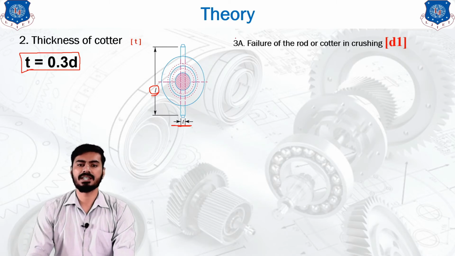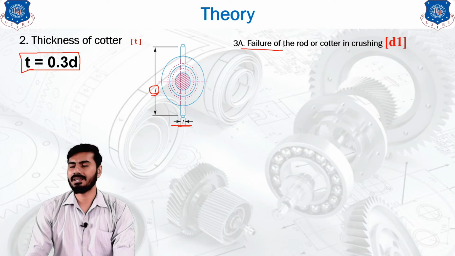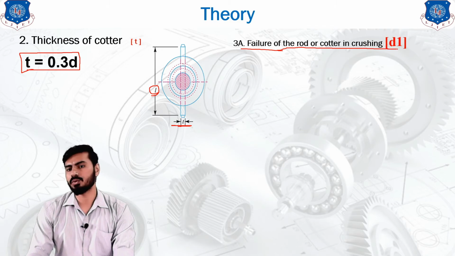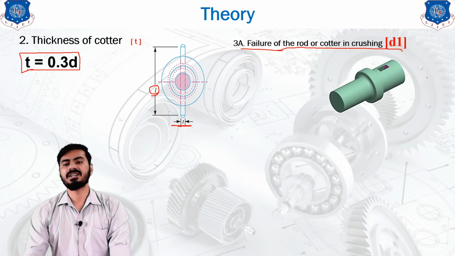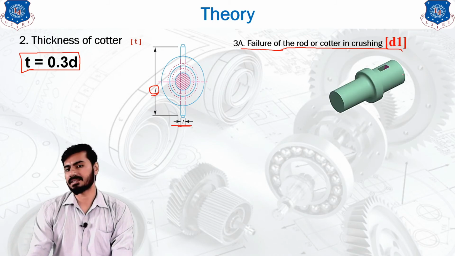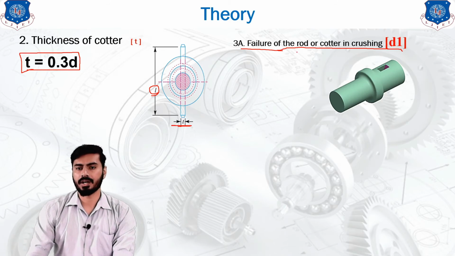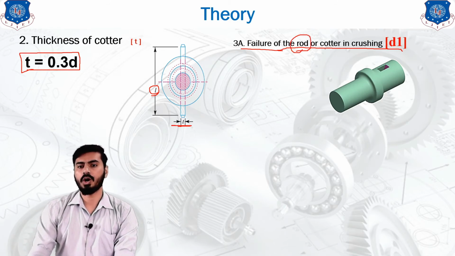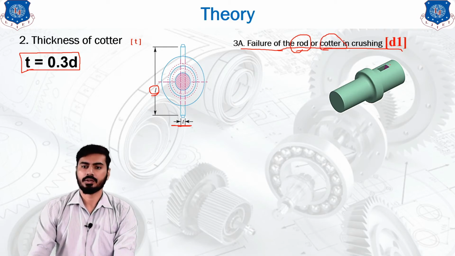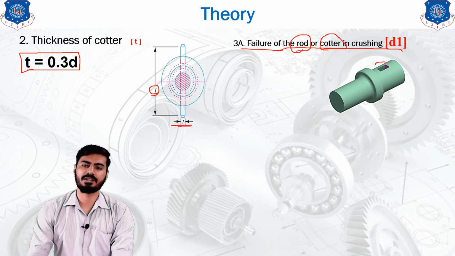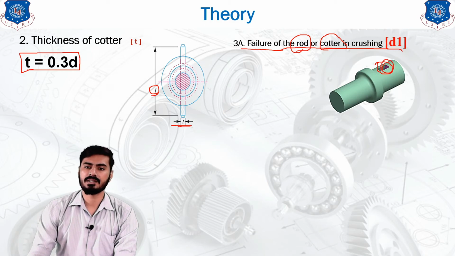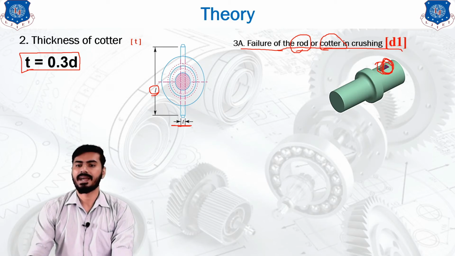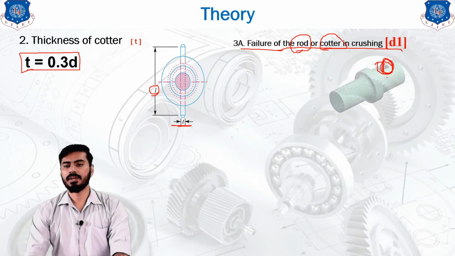Okay, so now we will see the 3A step, the sub step, that is the failure of the rod or cotter in crushing to calculate the diameter d1, which is the diameter of the spigot. Now if you consider the spigot, then the spigot would look like this. The rod is also known as a spigot. So the rod and the cotter are in crushing in the contacted region, and the contacted region is represented by this pink region over here. That pink region from the side view will look like this.